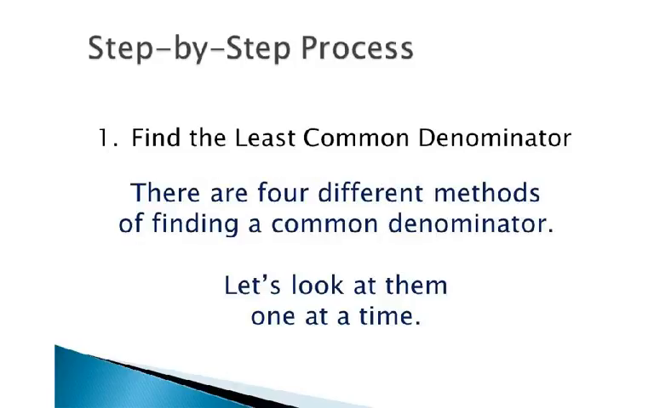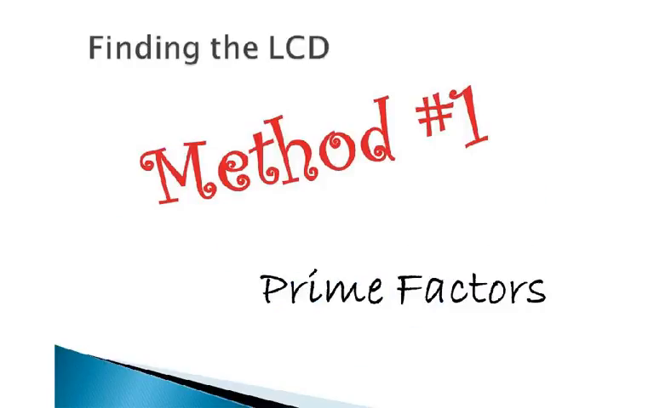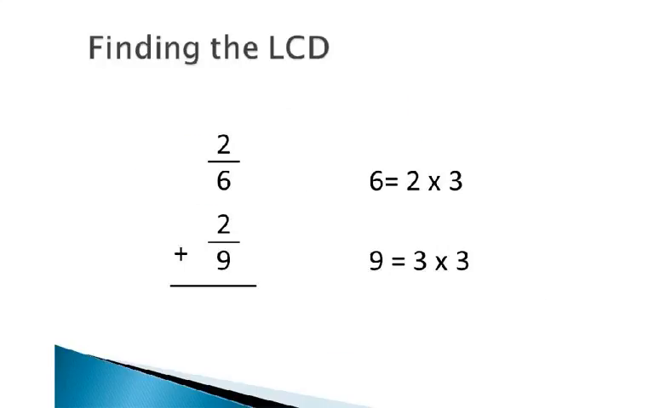Let's look at finding the least common denominator, or LCD. There are actually 4 different methods I'm going to show you, and we will take a look at each one of them. The first method is to find the prime factors of the denominators. In this example, we have 2 sixths plus 2 ninths. The first step is to answer the question, what are the prime factors of our 2 denominators? For 6, it's 2 times 3. For 9, it's 3 times 3.